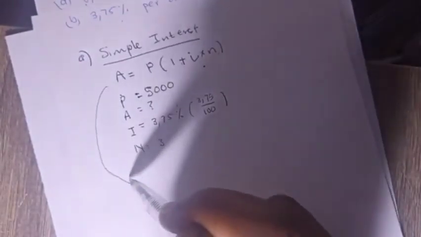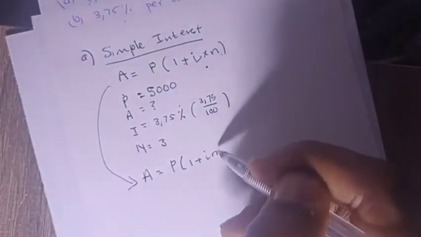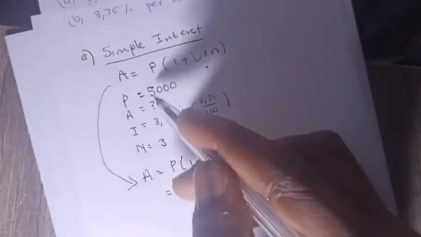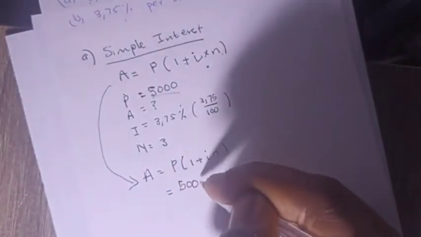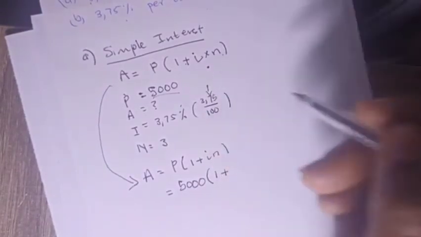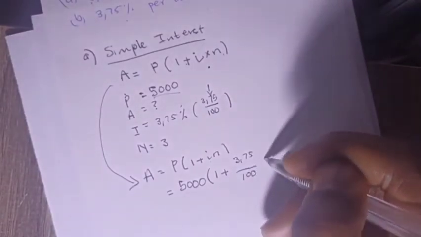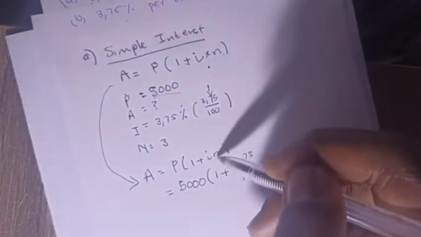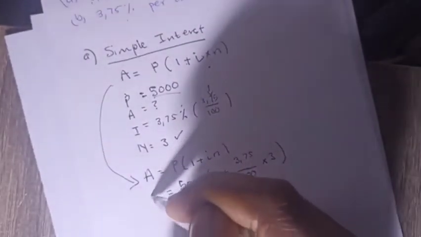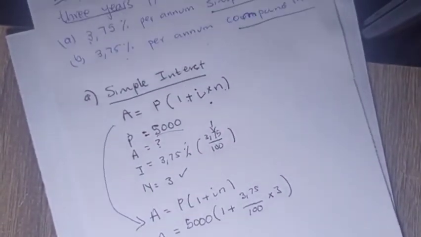So this formula right there, A equals P(1 + in). In the place of P, where I see P, I'm going to put how much? 5,000. Open bracket, 1 plus i. I have to take this one, so 3.75 over 100, times n. n is the number of years. In this case, it's 3 years. Then you're going to put this whole thing in a calculator and you actually get your answer.